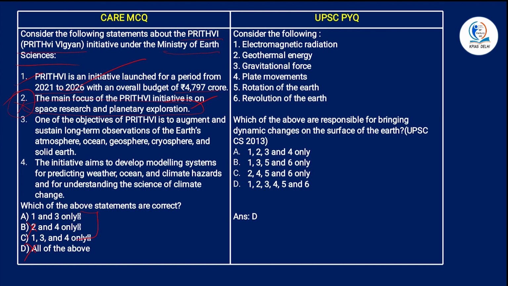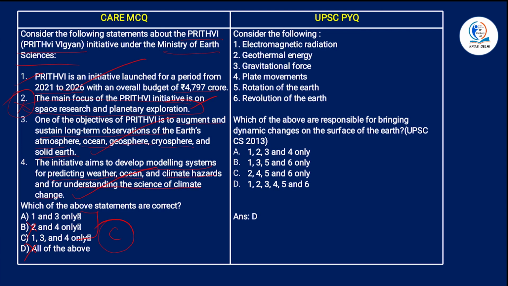If you go to the next, third statement: one of the objectives of Prithvi is to augment and sustain long-term observation of Earth's atmosphere, ocean, geosphere, cryosphere, and solid Earth. This is true. 3 is correct. Finally, the final statement: the initiative aims to develop modeling systems for predicting weather, ocean, climatic hazards for understanding the science of climate change. This is also true. As we have seen in the objectives, this is one of the important objectives as well. So here the answer is C. 1, 3 and 4 are correct.